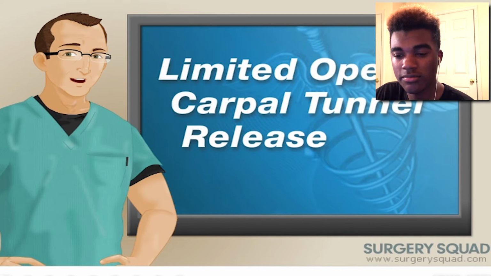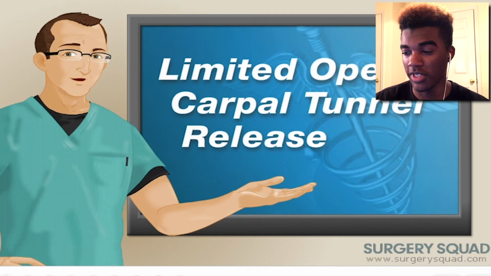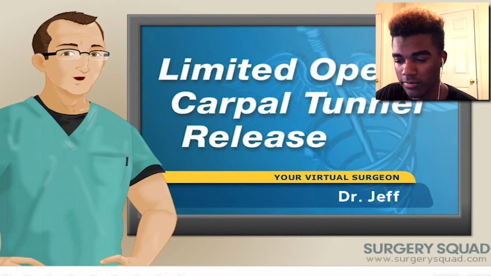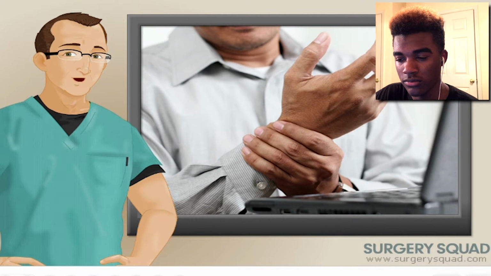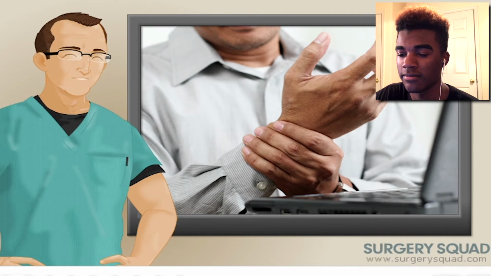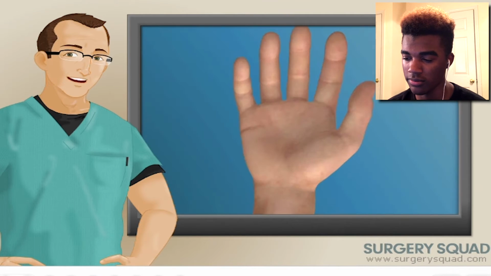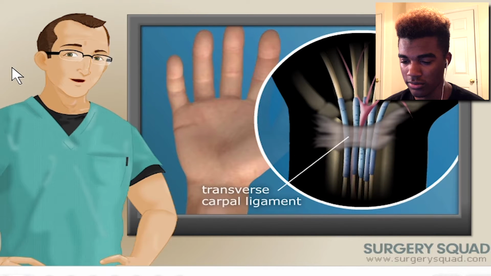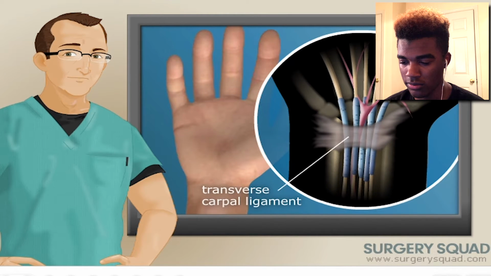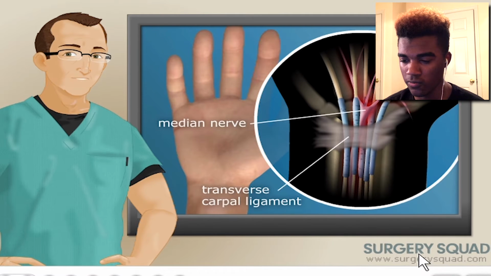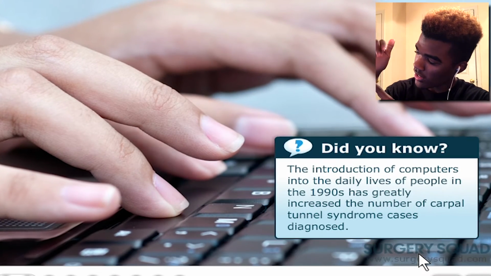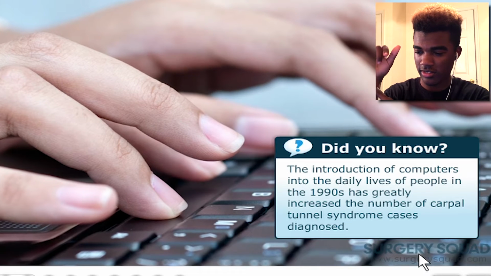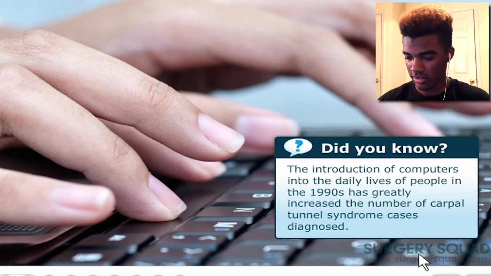Welcome to Surgery Squad's virtual limited open carpal tunnel release surgery. I'm Dr. Jeff, and I will be guiding you through the procedure today. Carpal tunnel syndrome is characterized by a tingling, numbness or pain in your hand and sometimes forearm. It develops due to the swelling of a ligament in the wrist known as the transverse carpal ligament. The swelling of the transverse carpal ligament creates pressure on the median nerve in your wrist. This nerve is responsible for supplying feeling and movement to various parts of the hand. Performing repetitive motions with the hand or wrist over a long period is the main cause of carpal tunnel syndrome, and the condition is more commonly seen in women.